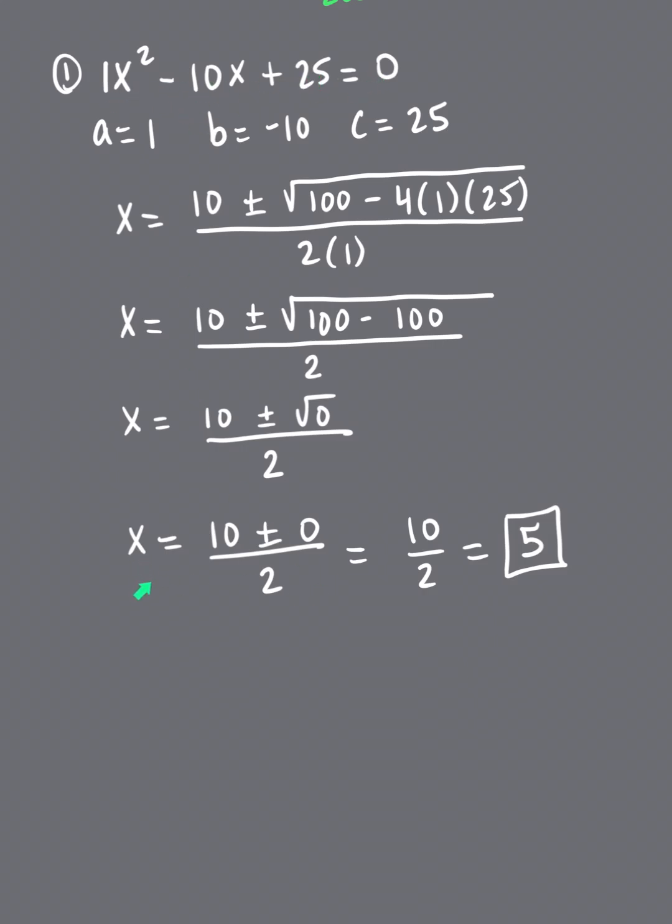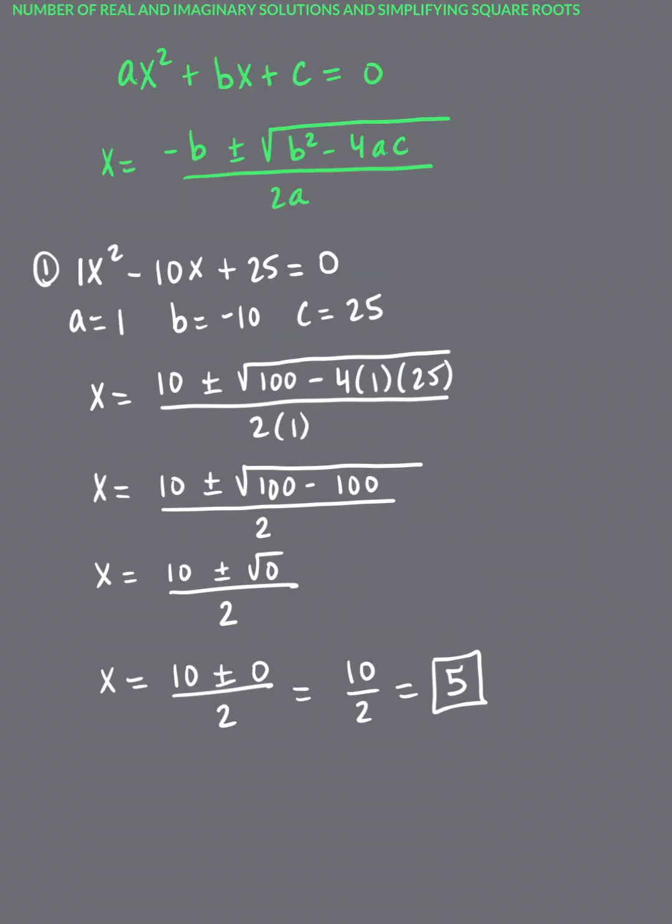Whenever you're solving an equation, you should always plug your answer back in to check it to make sure that you did it correctly. So in this case, we have one real solution. Since x equals 5 is our only solution, and 5 is a real number, we have one real solution.